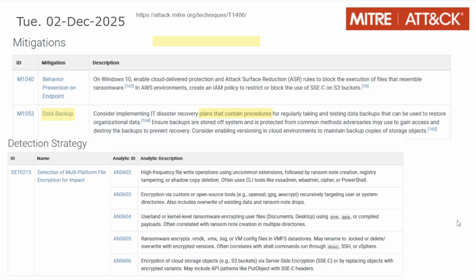Okay, detection strategy. What do we have? Detection of multi-platform file encryption for impact. So high-frequency file write operations. This is now for the SOC, right? The detection strategy: registry tampering, shadow copy deletion, usage of CLI tools, PowerShell, Cipher. Yes, so you can look for certain tools. Then open source libraries, look for them as well if they are used. Then kernel level ransomware encryption using SIM, GPG.